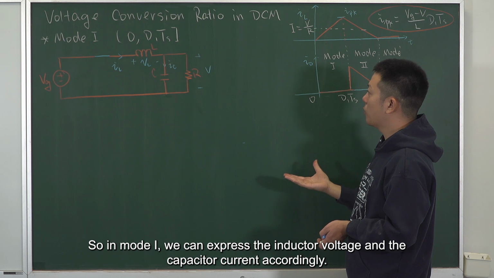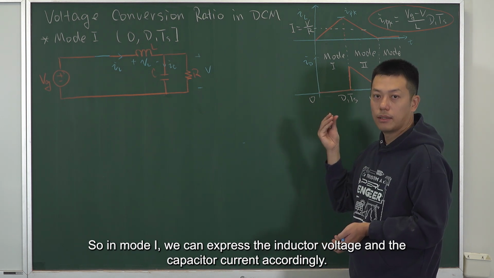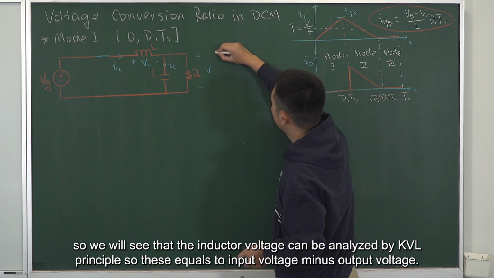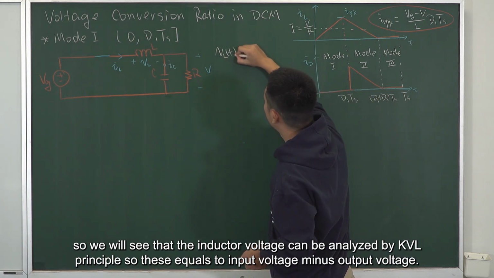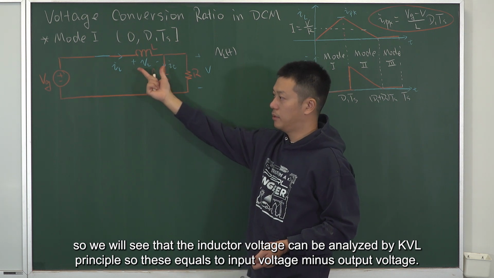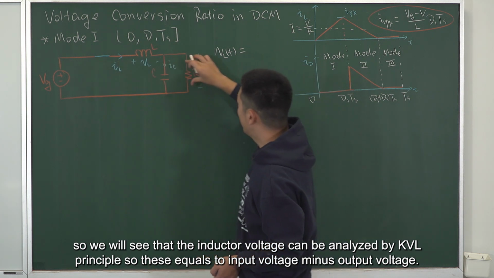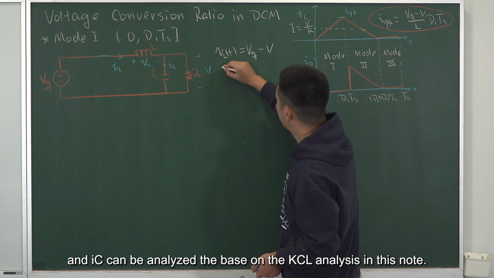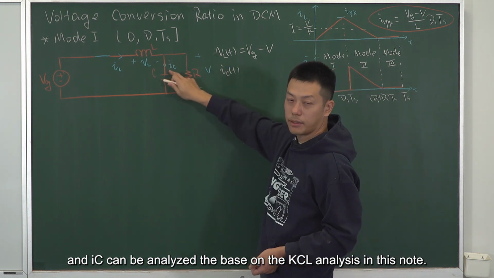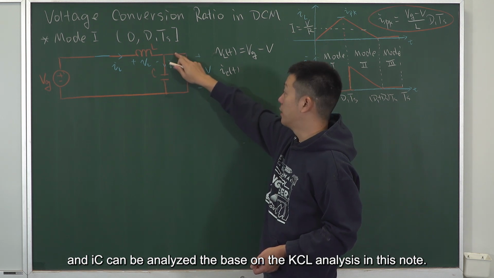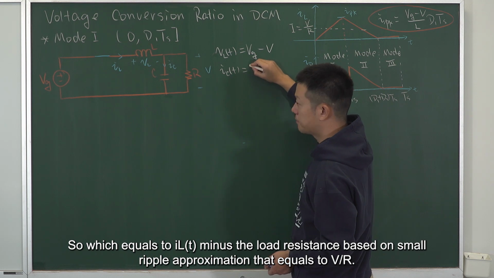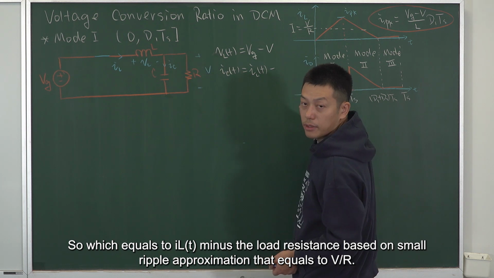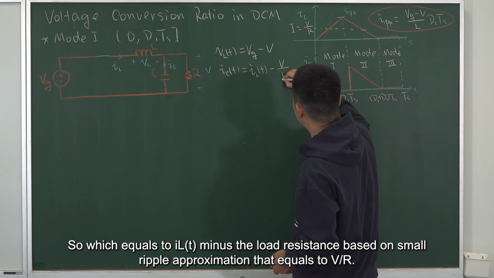So in mode 1, we can express the inductor voltage and the capacitor current accordingly. The inductor voltage vL(t) can be analyzed by KVL, which equals the input voltage minus the output voltage. And iC(t) can be analyzed based on KCL at this node, which equals iL(t) minus the load current. Based on the small ripple approximation, this equals V over R.